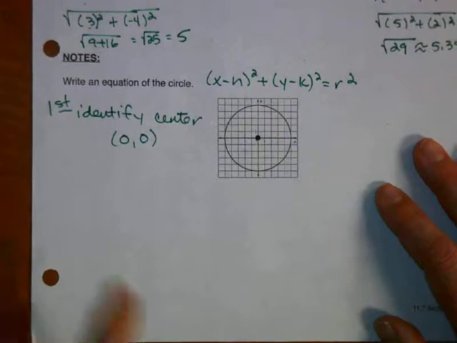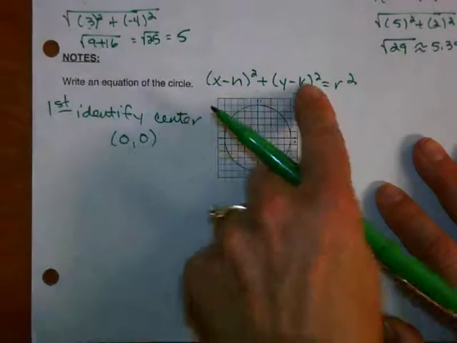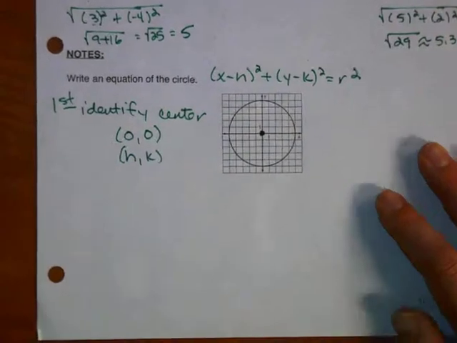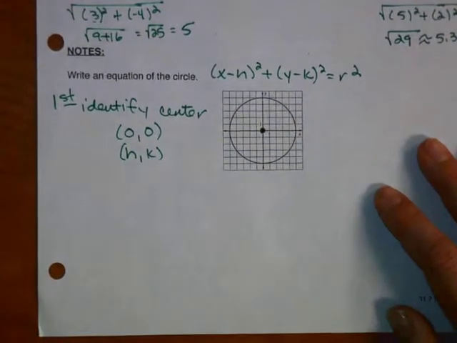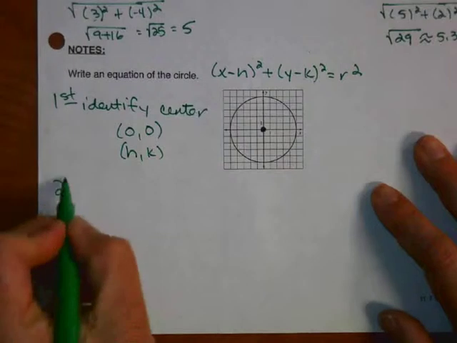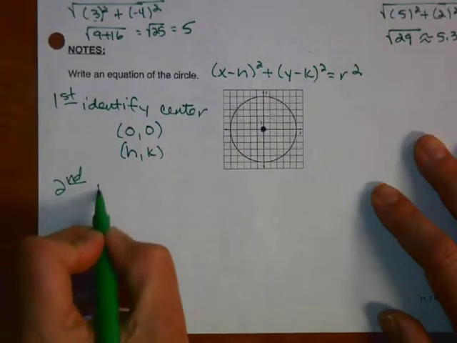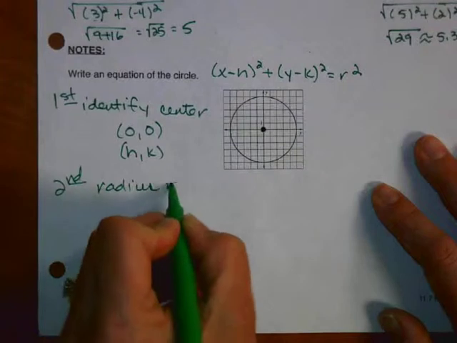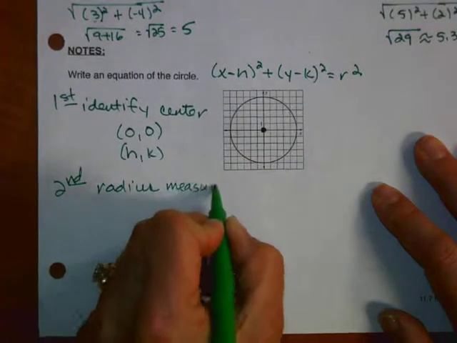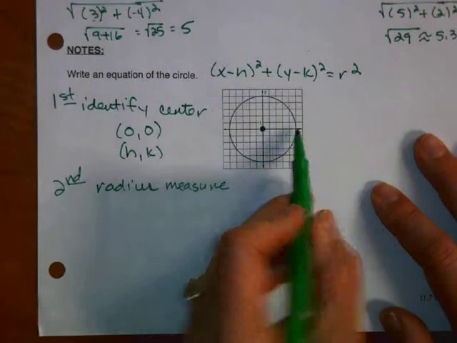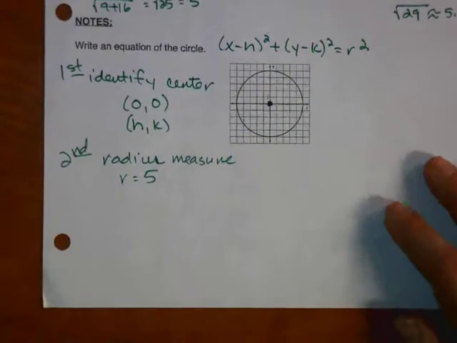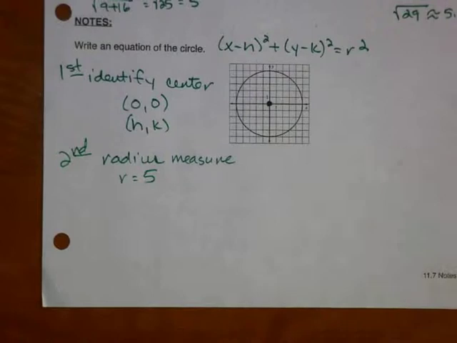Now remember, where is that in this equation? What letters? H and K. H and K, so I'm going to write it right underneath. Second, what is the radius measure? Because we need H, K, and R to write the equation. So I just count. 1, 2, 3, 4, 5. R equals 5. That's all I need to write the equation.